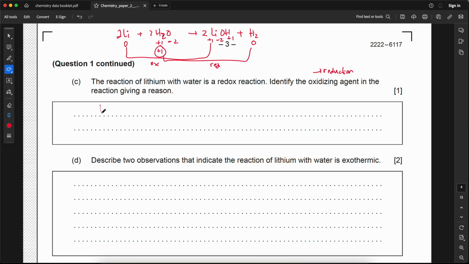So H2O and hydrogen gains electron. You know reduction always gains electron, oxidation always loses electron. Or you can also answer H2O and H oxidation state change from plus 1 to 0.